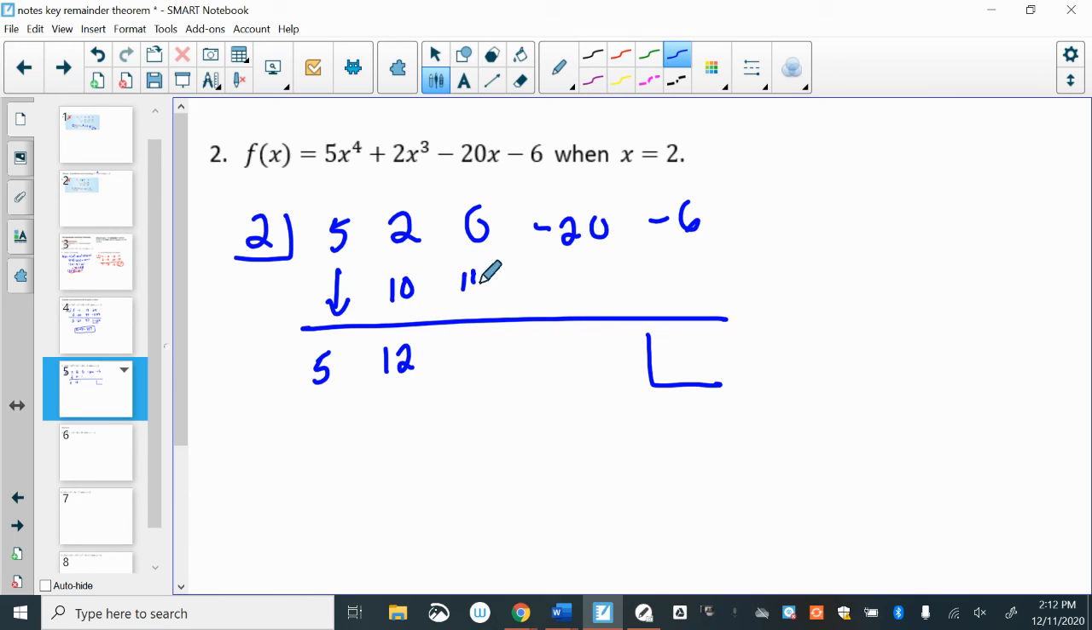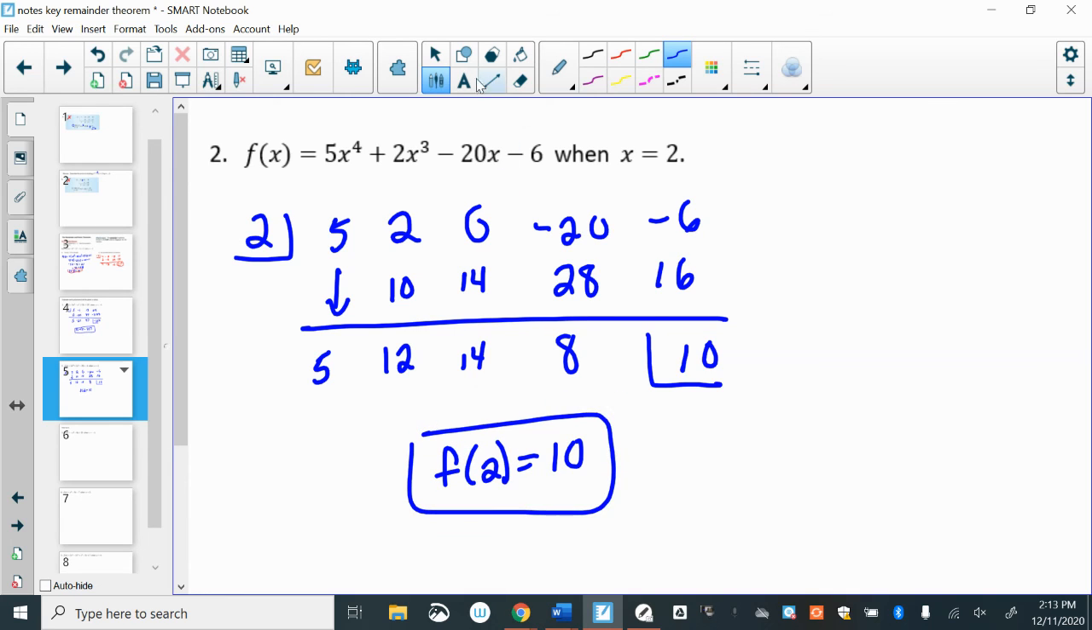12 times 2 is 24. 14 times 2 is 28. 8 times 2 is 16. So we wind up with 10. So I would say that f of 2 is equal to 10.